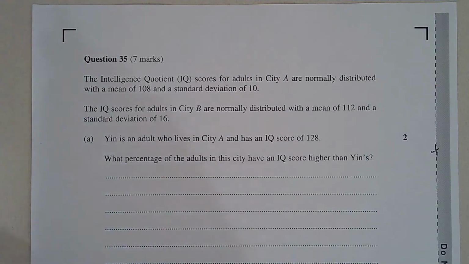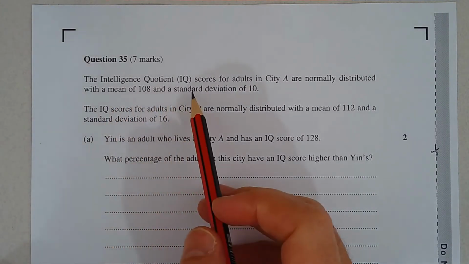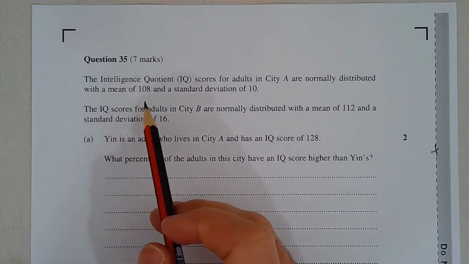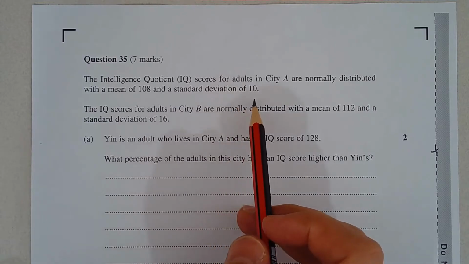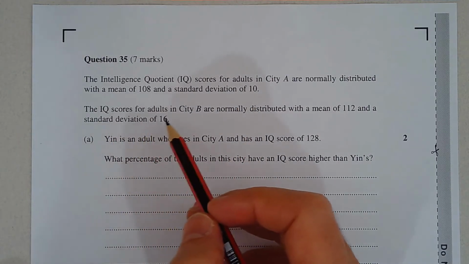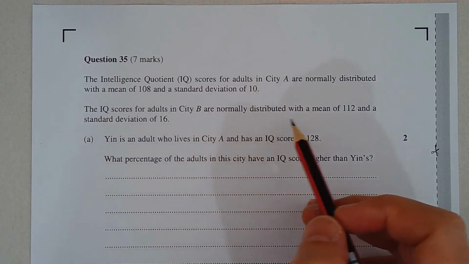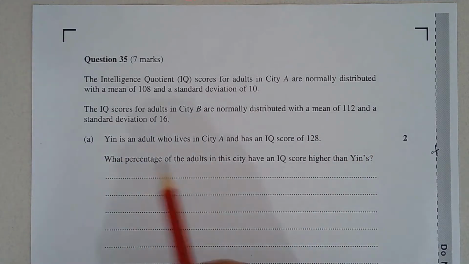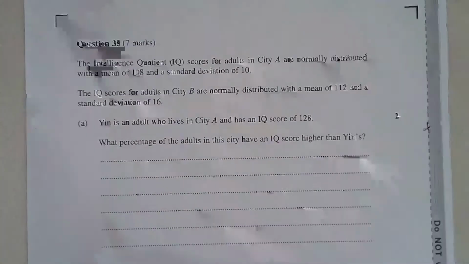Question 35. The intelligence quotient IQ scores for adults in City A are normally distributed with a mean of 108 and a standard deviation of 10. The IQ scores for adults in City B are normally distributed with a mean of 112 and a standard deviation of 16. So this question has three parts. So I'll just quickly go through those parts.